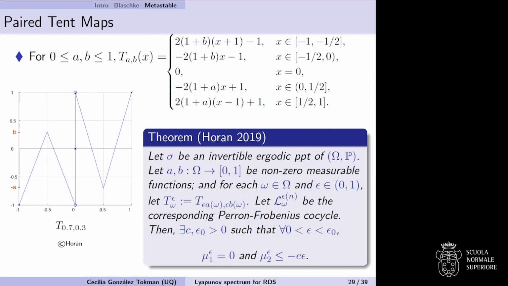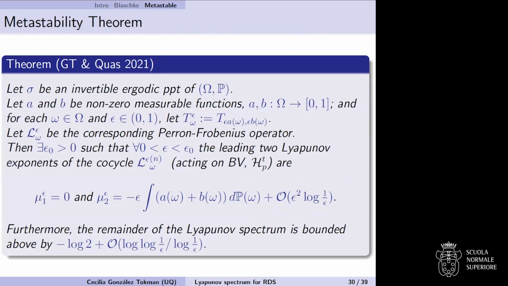What Horan showed in his thesis is that there's an upper bound for the second Lyapunov exponent of order epsilon, and he also had some estimates on this constant C given by cones. The first Lyapunov exponent is of course 0. With Anthony Quas, we studied exactly the same model, and we were able to show an approximation up to order epsilon of the second Lyapunov exponent. So this is minus epsilon times this integral of A plus B, these leaking quantities. And the error is of order epsilon squared log 1 on epsilon. And the rest of the spectrum is far away, pretty much at minus log 2.